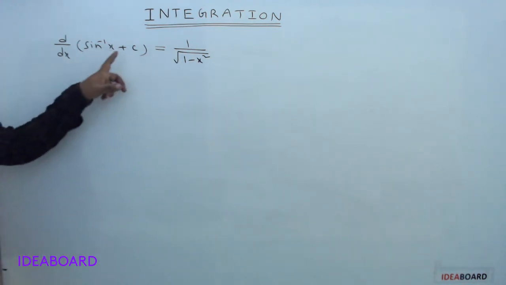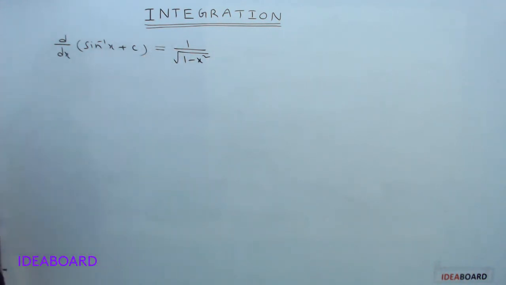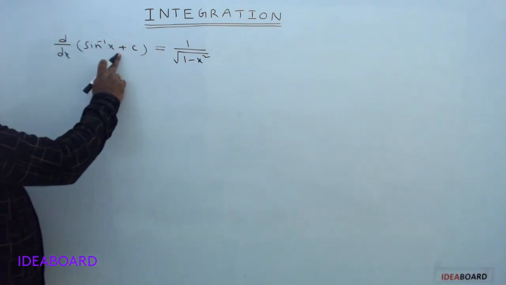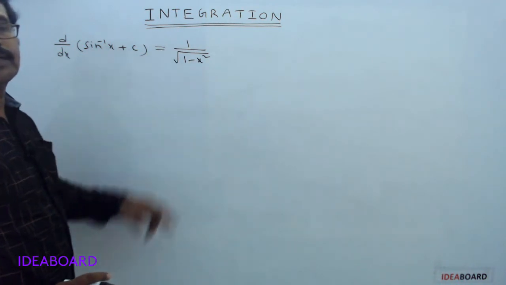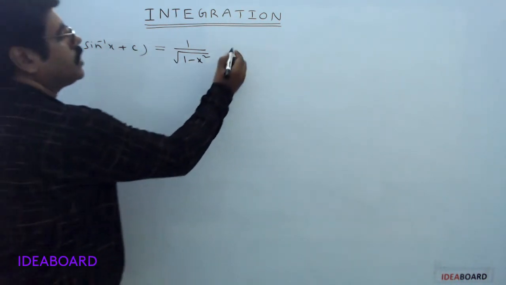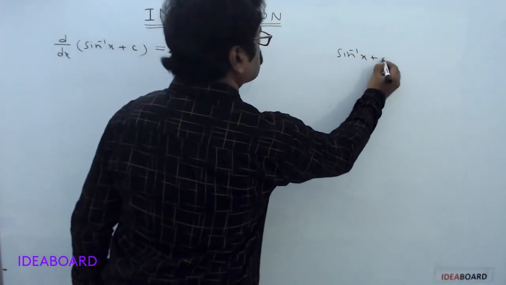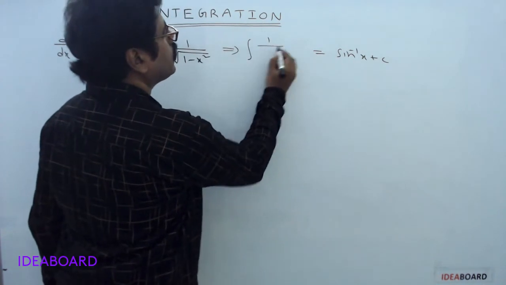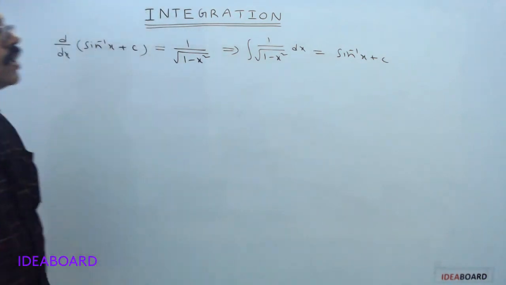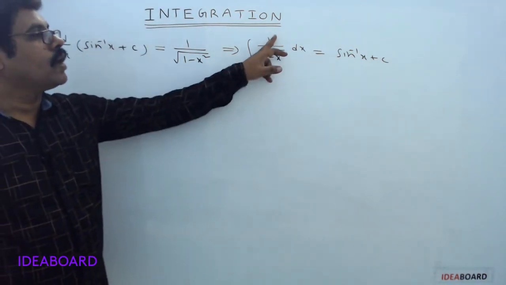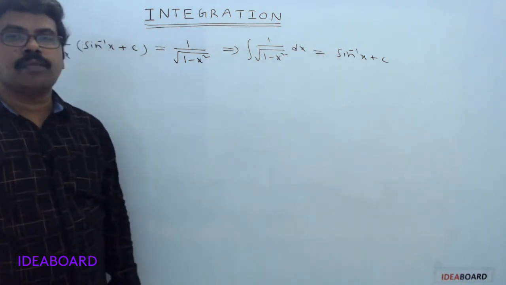If derivative of sine inverse of x plus c equals to 1 upon root of 1 minus x square, then sine inverse x plus c is called integral of a function 1 by root of 1 minus x square with respect to x. It can be written as sine inverse x plus c equals to integral 1 by root of 1 minus x square dx. What is the formula? Integral 1 by root of 1 minus x square dx equal to sine inverse x plus c.